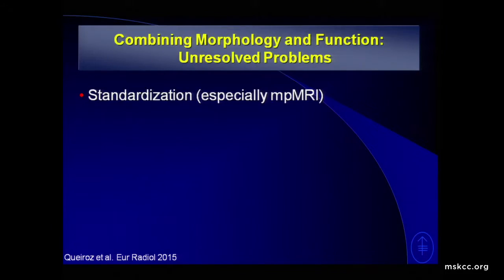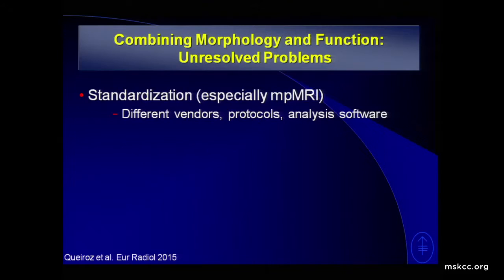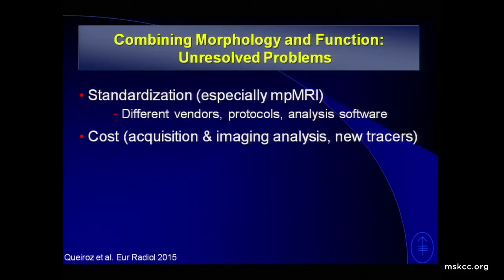So are there unresolved problems? Yes, many, as with everything. The MRI is slightly more difficult to standardize compared to the CT. So yes, there is a problem with different vendors, different protocols, and different analysis software, and there is a whole MR community working to sort them out. There is a cost associated, not just with the acquisition, but also image analysis.